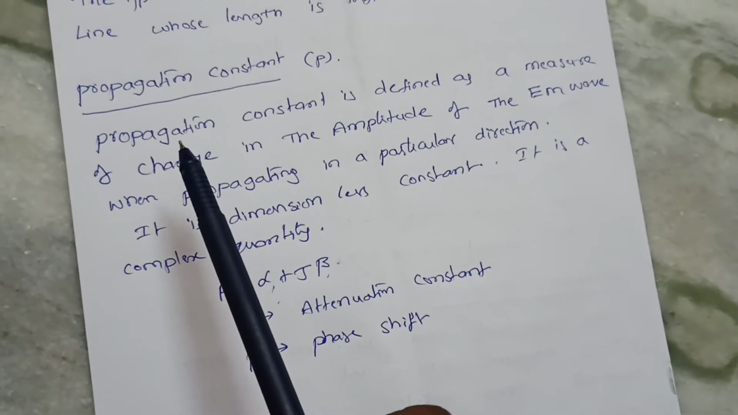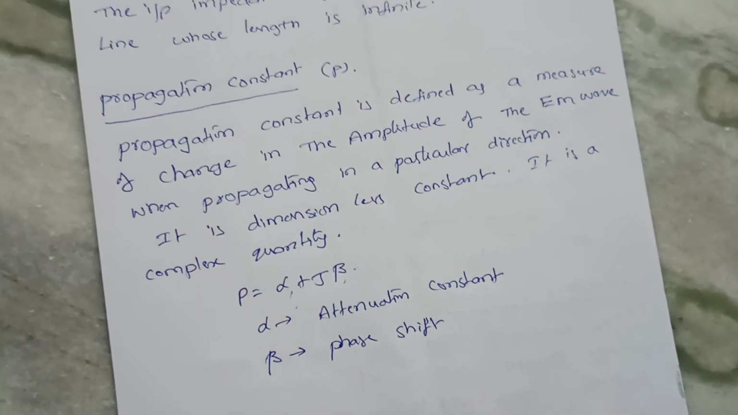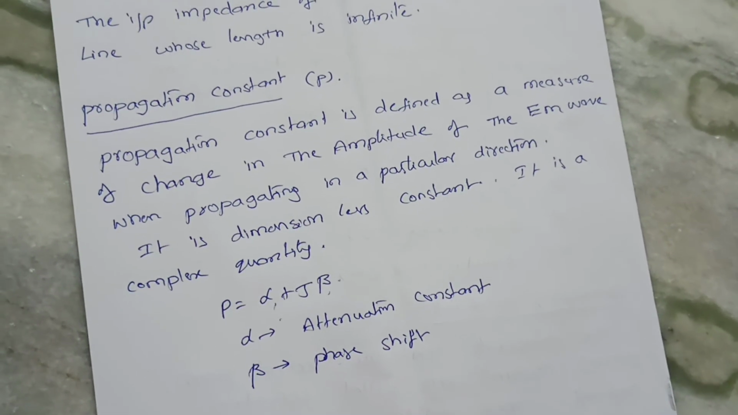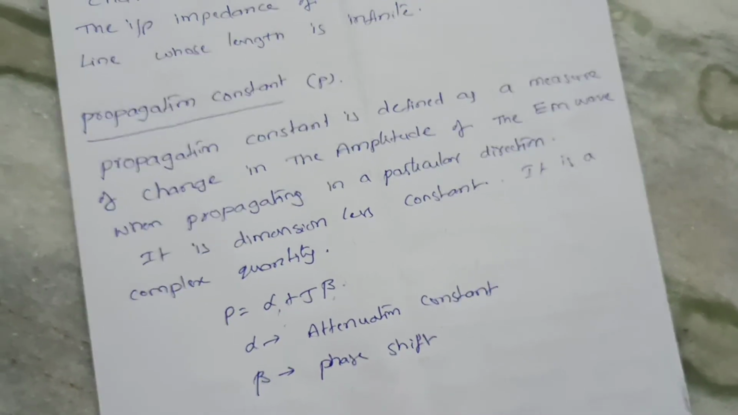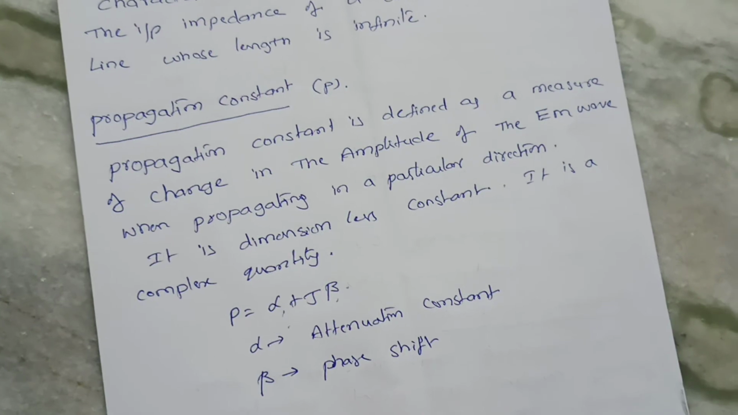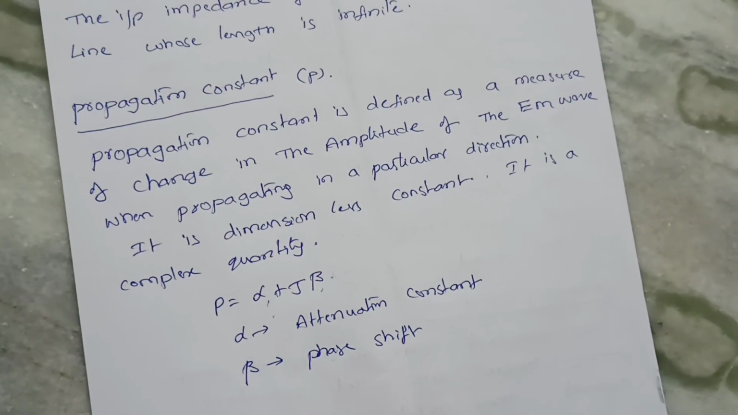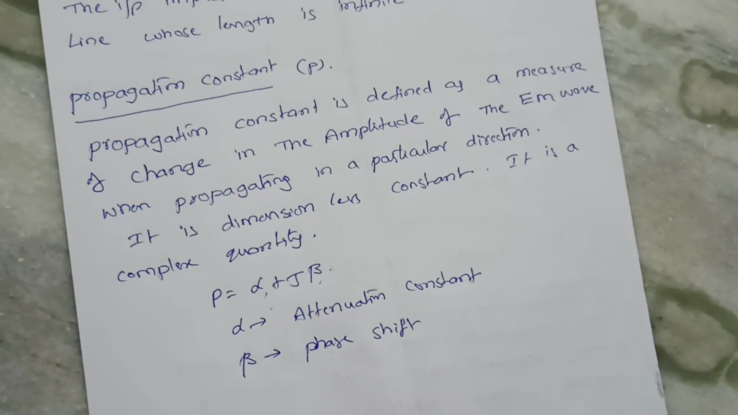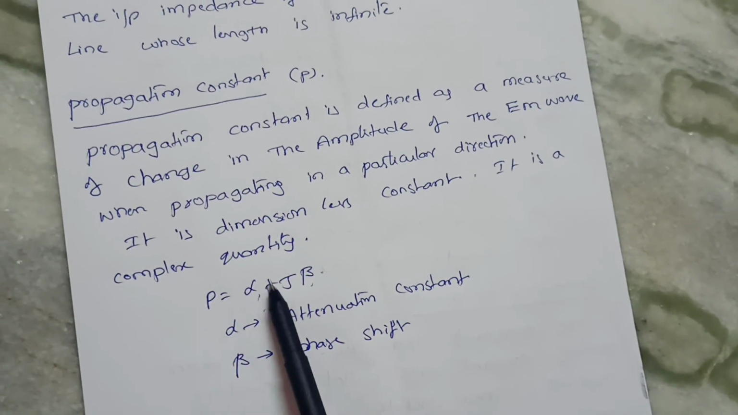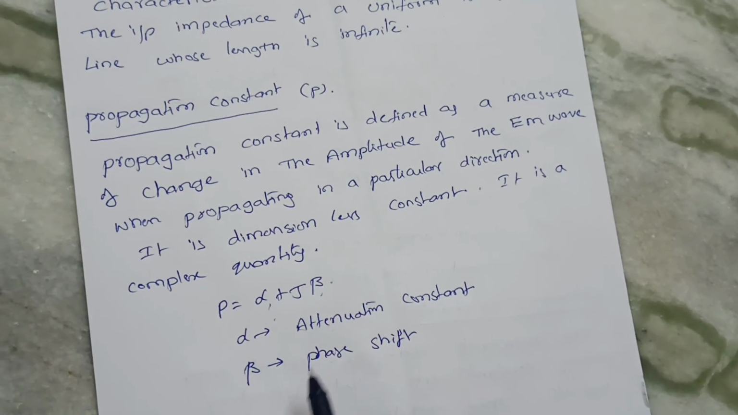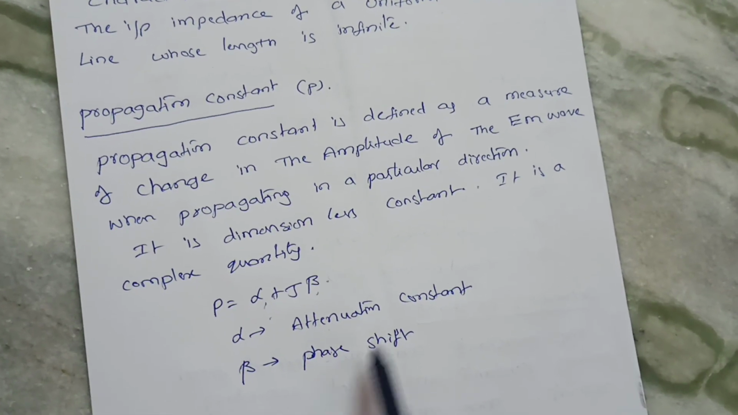So what is the propagation constant? It is the measurement of change of amplitude of electromagnetic waves when they are propagating in a particular direction. It is indicated like this: alpha plus j beta, where alpha is the attenuation constant and beta is the phase shift.